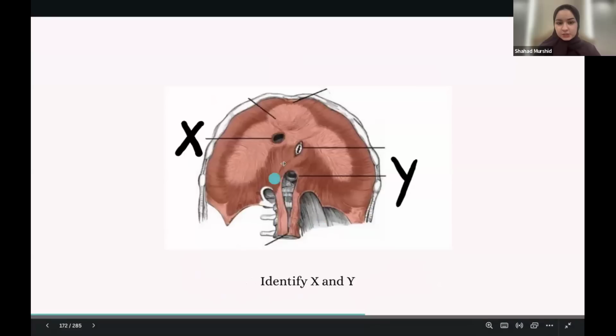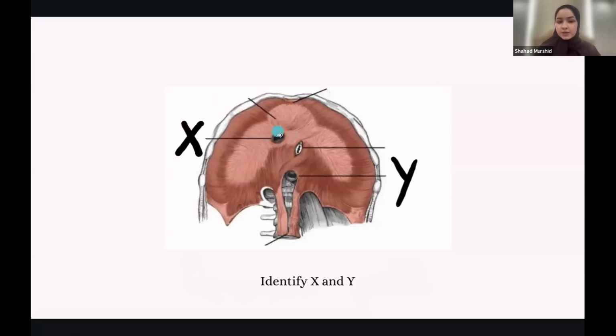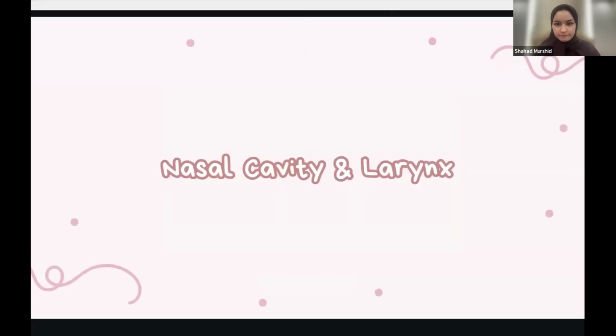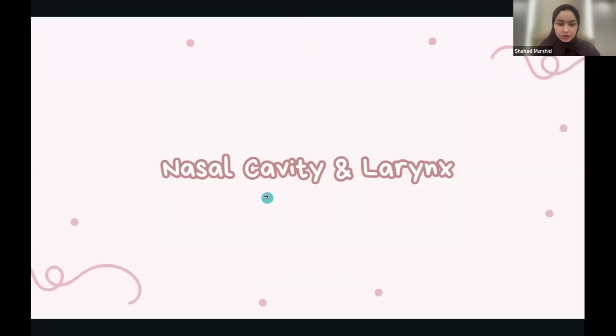Okay, identify X and Y. Again, this whole thing is the central tendon. So X would be the IVC, and then the Y would be the esophagus or esophageal hiatus at T10. So T8, T10. Okay, now let's move on to the nasal cavity and larynx.